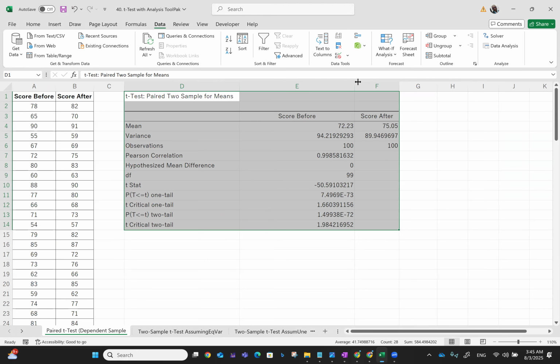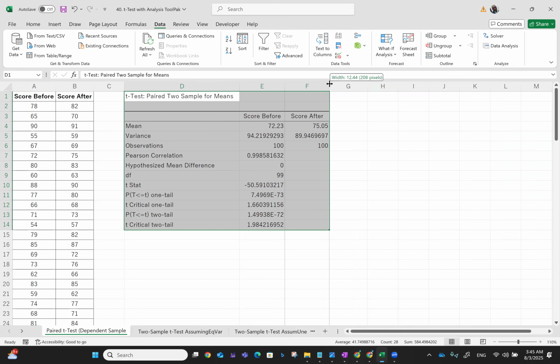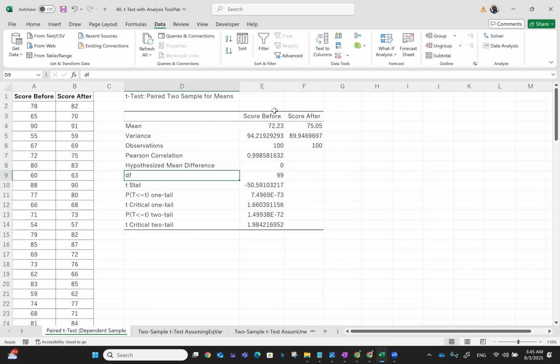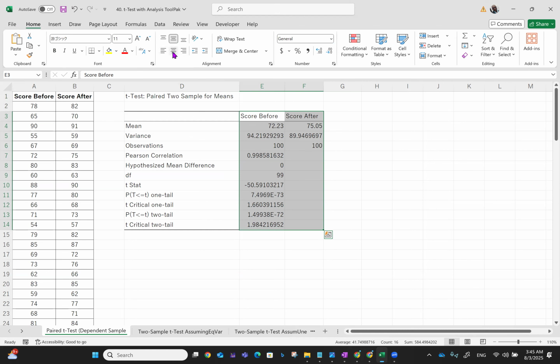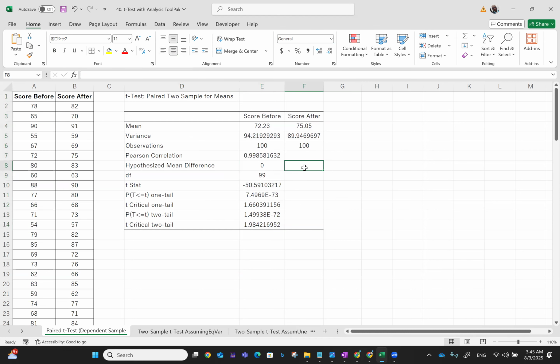Okay, so how do we interpret all of this? You can do some formatting to make the results neater, so let me centralize all of this. We have Home and then this, like that. Okay, so how do we read this? You should be able to interpret this normally, because as you write your report, you need this. Of course, you can see we have the mean for score before and score after.